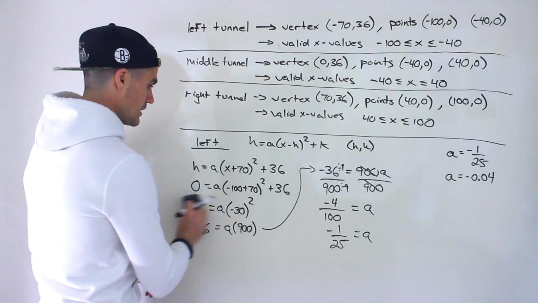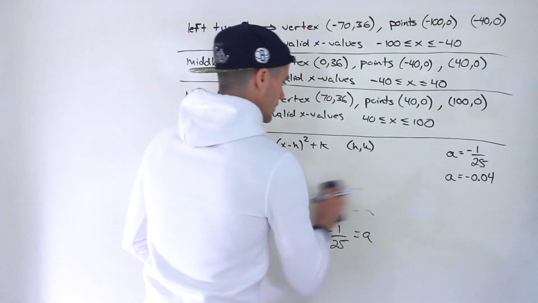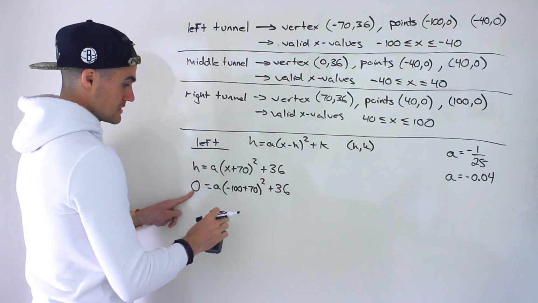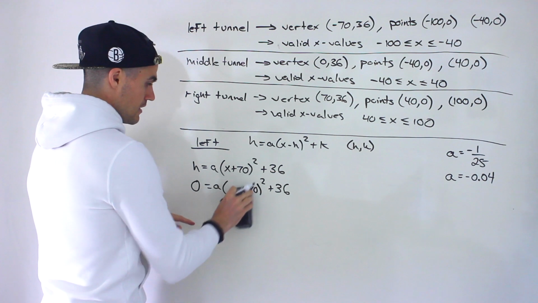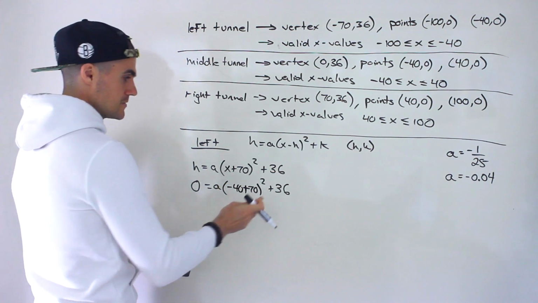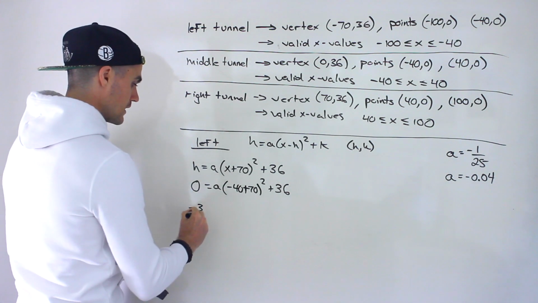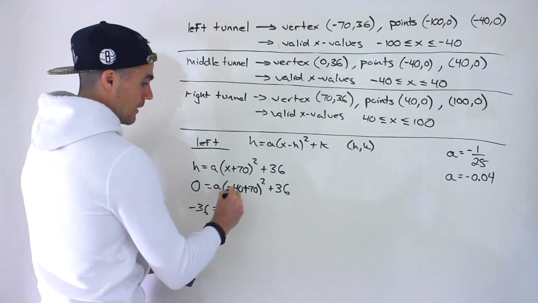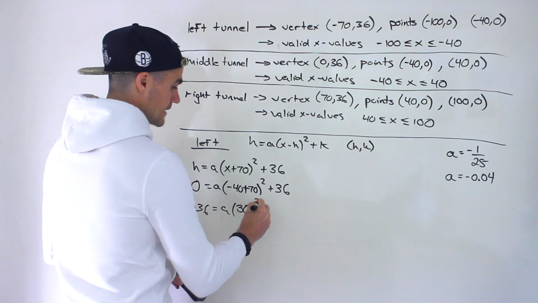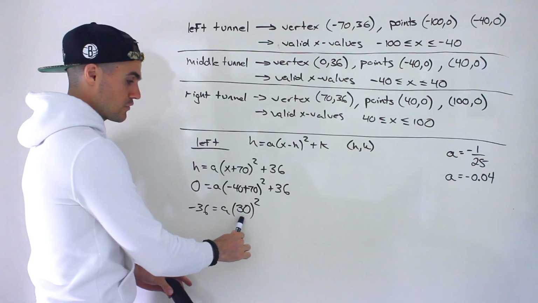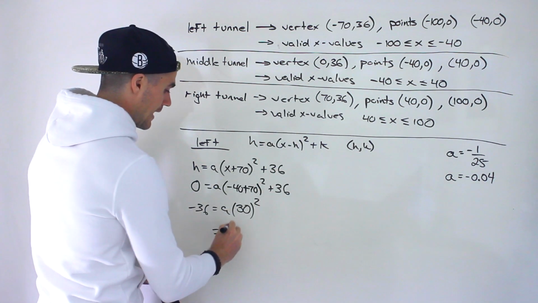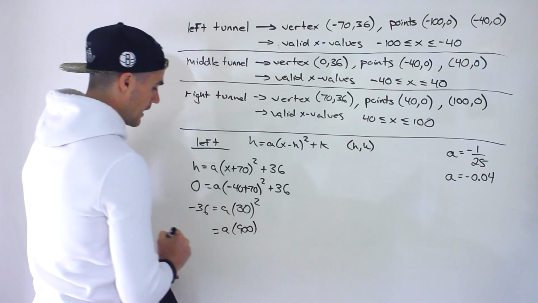Now let's erase all of this, and what if we use the point negative 40 and 0 instead? So notice this is going to be 0, this now is going to be negative 40. And hopefully at this point you could tell it's going to be the same thing. We bring the 36 over, negative 36. And now over here, negative 40 plus 70 would give us positive 30. And then that's going to be squared. So before we had negative 30, now it's positive 30. But because we're squaring it, we're still going to end up with that 900.